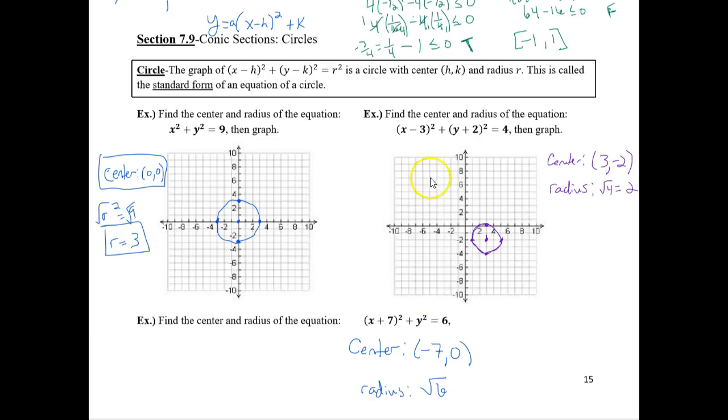So that's how you graph. If it's in standard form, you identify the center, the radius, plot the center, and then move out however many units left, right, up, and down for the points on the circle using the radius, and connect those dots. And now you have a circle.